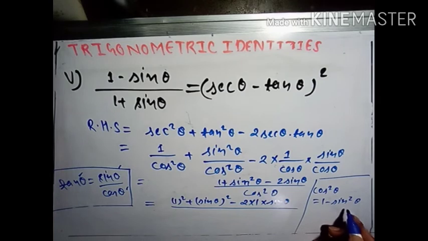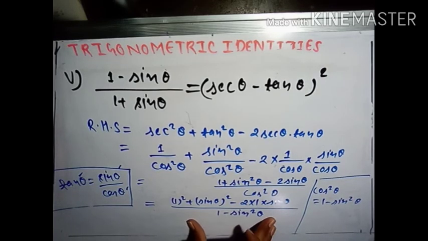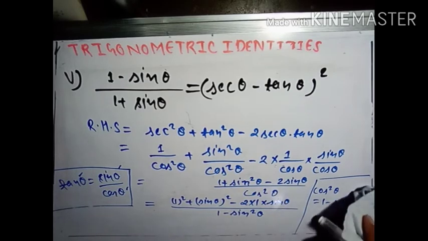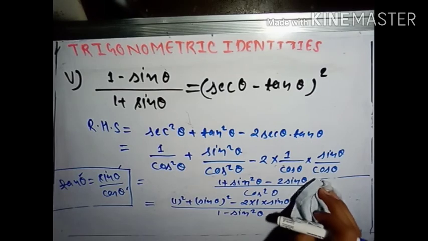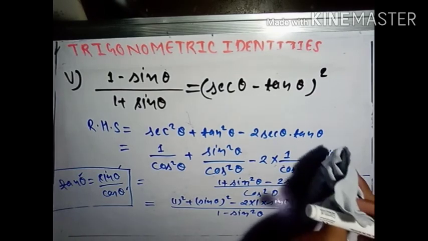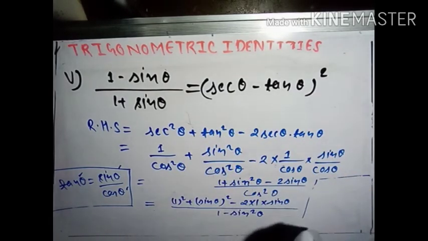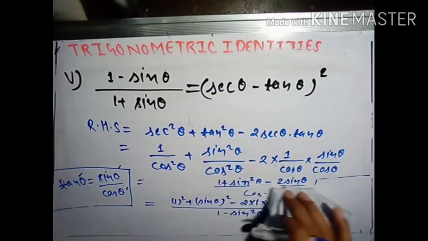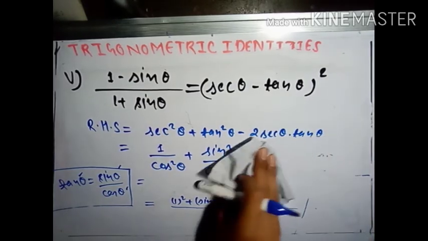By using the identity we can write it as 1 minus sine square theta. This question is a bit tricky, but don't leave it. Complete the question and try to solve it on your own. Understand? So may I erase this one? I hope you have written it in the copy. So let me erase it.